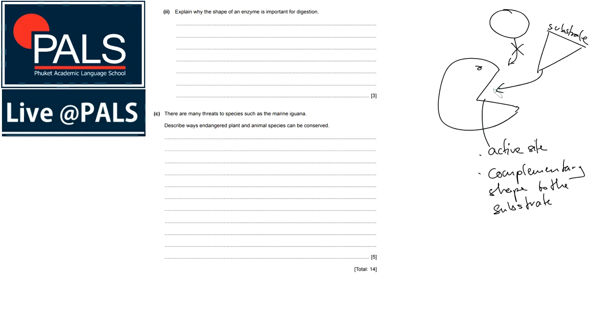If the two join together and the substrate binds to the active site of the enzyme, we call this an enzyme substrate complex, and this is when the reaction is catalyzed and the enzyme breaks down the substrate or takes two pieces of substrate and builds them up. Also, shape is important for digestion.